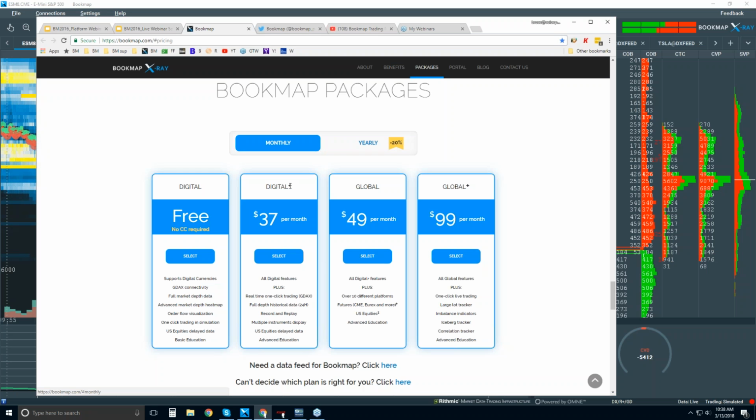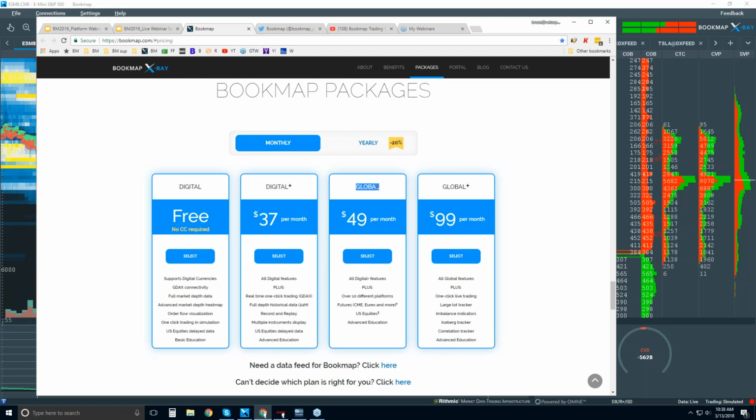The digital plus here is $37 per month, and what you get is full depth of market, same as before. But you can record and replay that data. You can trade from the chart, and you can also access up to 20 instruments of digital currencies. You also get the advanced education that I mentioned, as well as full support.